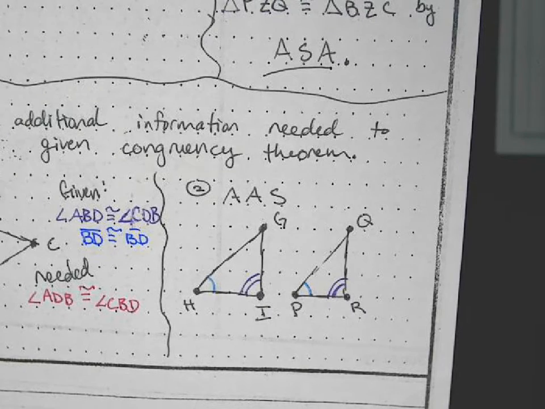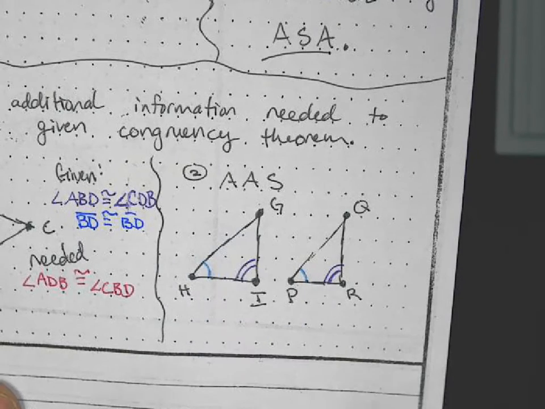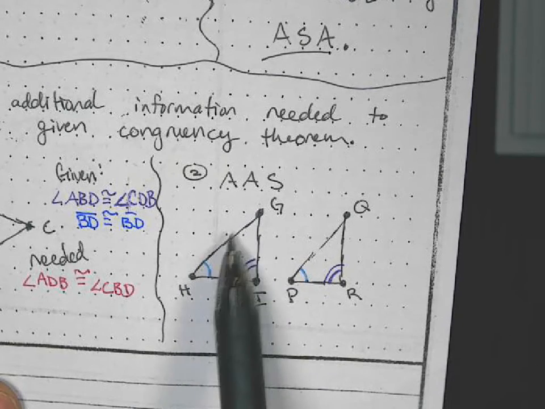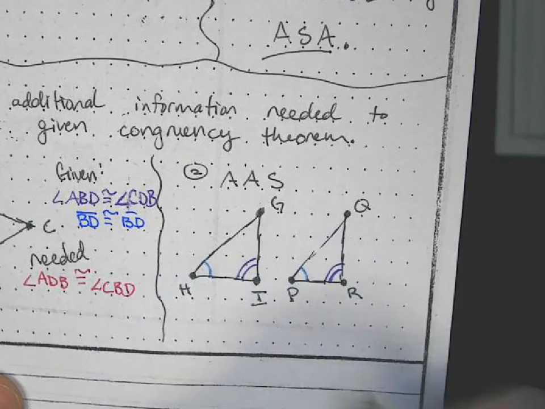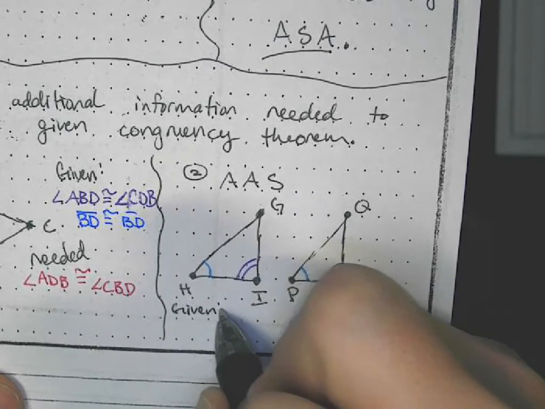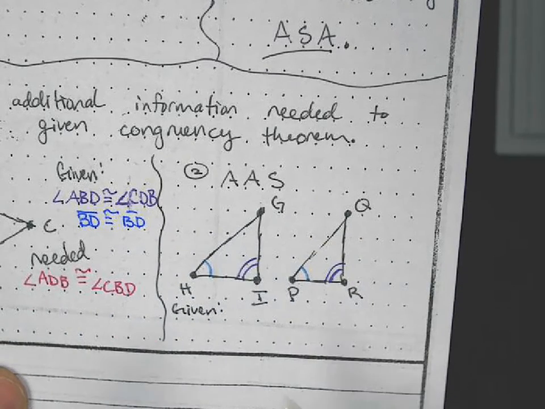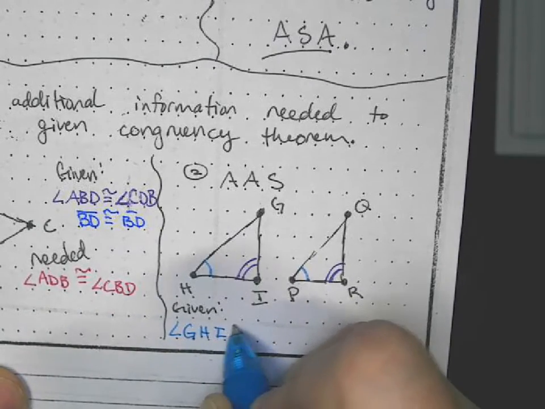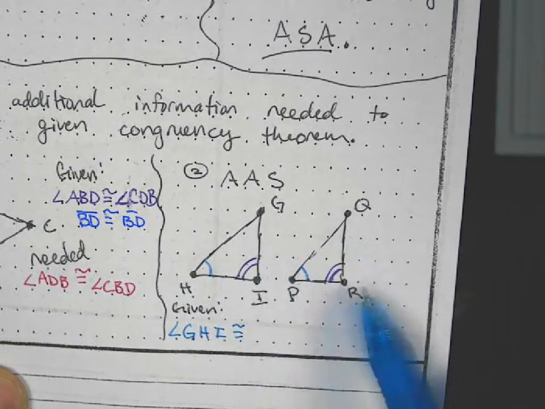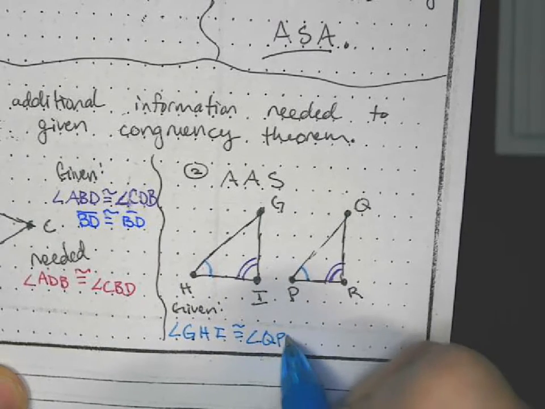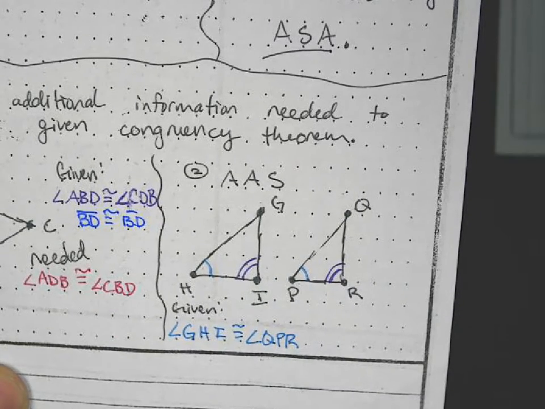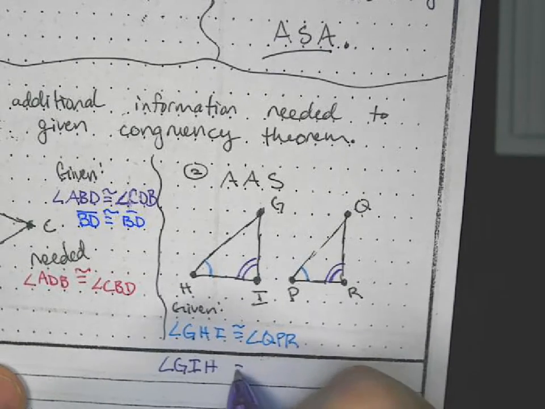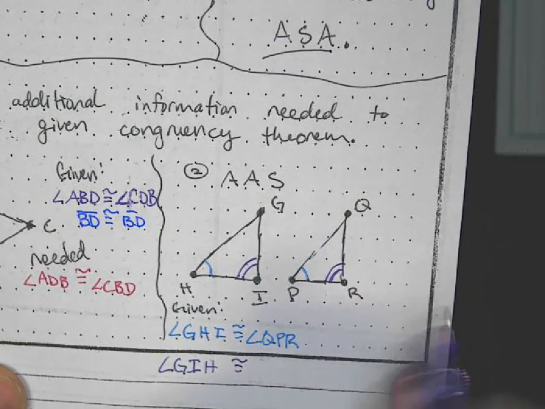On this one, we're going to try to do the same idea, but we're doing angle, angle, side. Right now I have angle, angle, side this way, or I can go the other way. So we're going to talk about both. So given, I've got these two: angle GHI is congruent to angle QPR. And I'm also given in purple angle GIH is congruent to angle QRP.